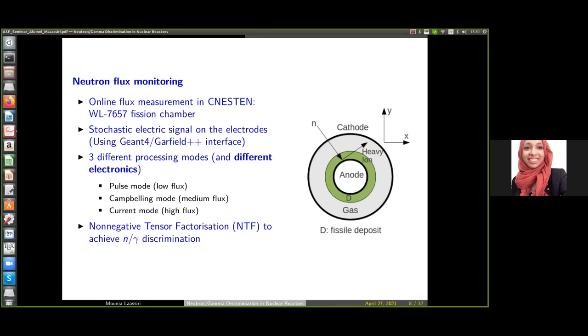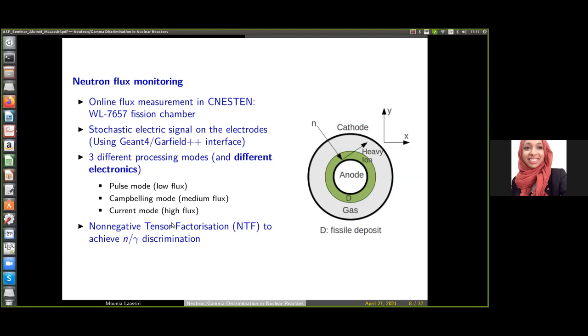However, along with neutrons, gamma rays are also emitted by nuclei and detected by fission chambers. A fission chamber is designed to process signals in three different modes, depending on neutron flux level and the externally coupled electronic devices: pulse mode, Campbelling mode, and current mode. Usually, it is possible to discriminate neutrons and gamma ray particles when the chamber works in pulse or Campbelling mode. However, when the chamber works in current mode, the gamma ray contribution can be important, typically between 1 and 10% of the signal, and cannot usually be suppressed or discriminated against.